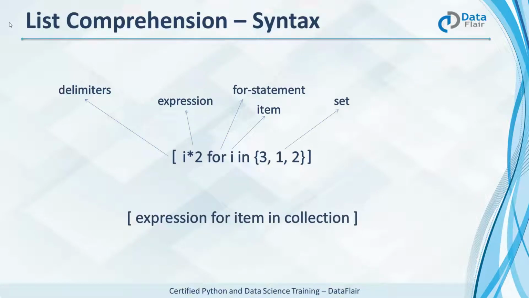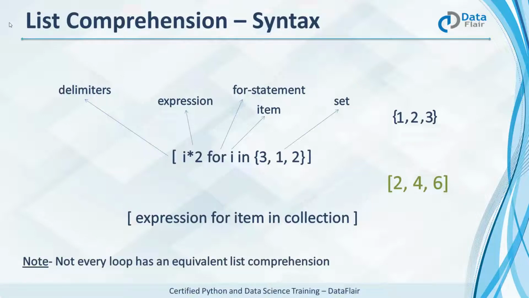We started with the set 3, 1, 2. This sorts to 1, 2, 3. Now it doubles each item in this and appends it to an empty list. This gives us 2, 4, 6. List comprehensions can be convenient, but not every loop can be rewritten this way.